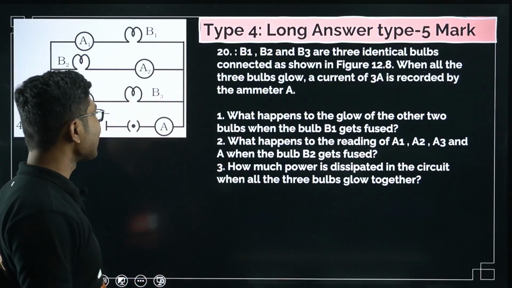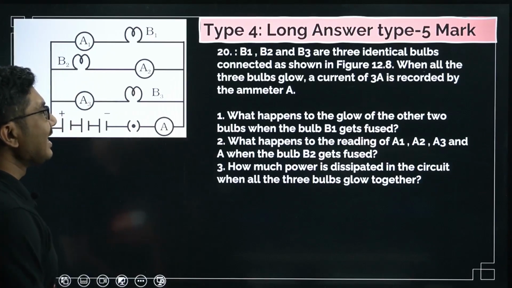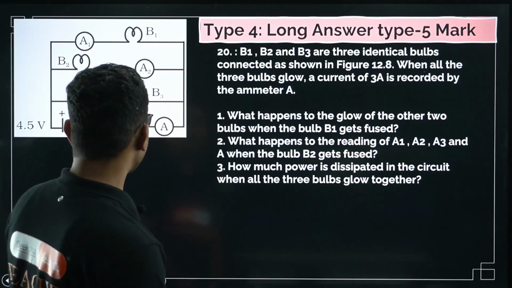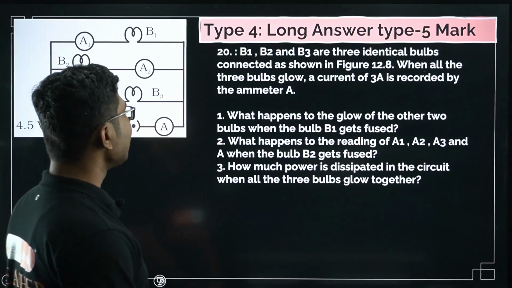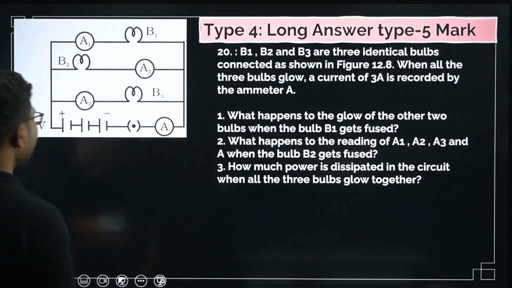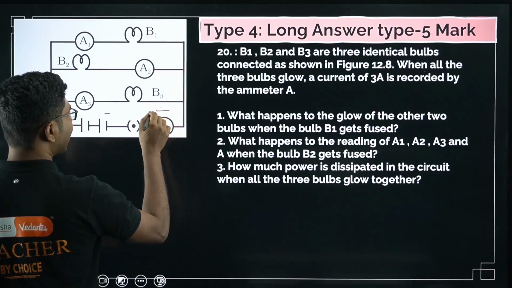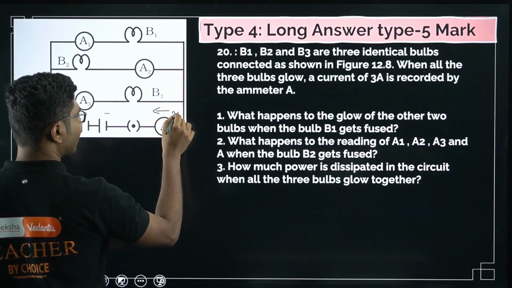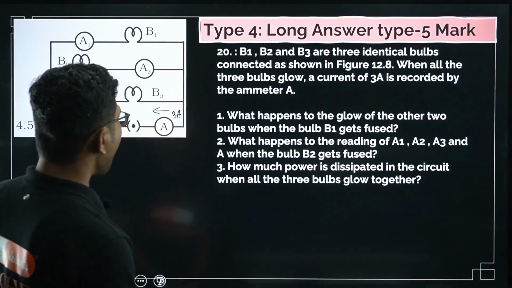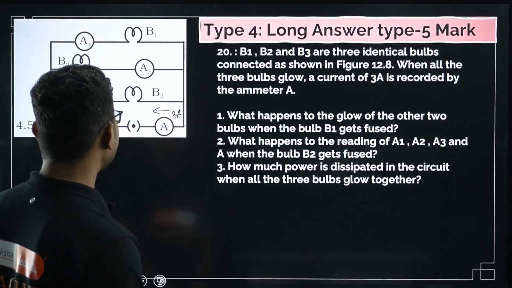Now let's look into the last question of today's discussion. B1, B2 and B3 are 3 identical bulbs connected as shown in figure 12.8. So this is the figure. When all the 3 bulbs glow, a current of 3 ampere is recorded by the ammeter A. What happens to the glow of the other 2 bulbs when the bulb B1 gets fused?